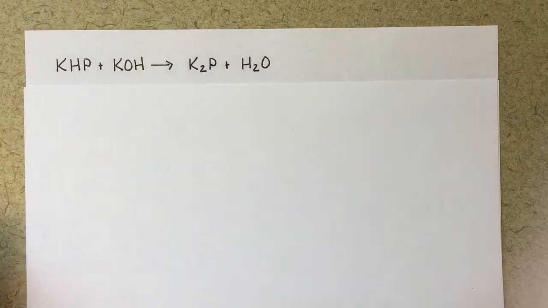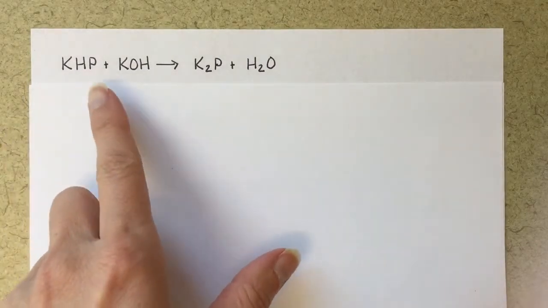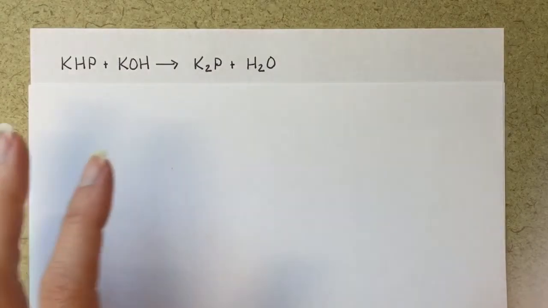In your pre-lab, question number 3, you are asked to calculate the molarity of a KOH solution that was used to titrate 0.7038 grams of KHP. In order to answer this question, the first thing you need to do is understand the equation of what's happening in the process.